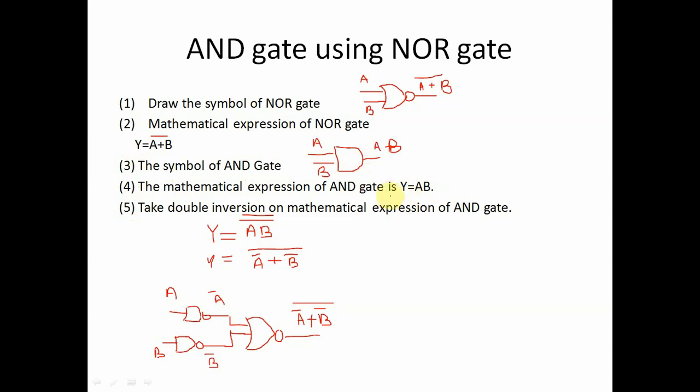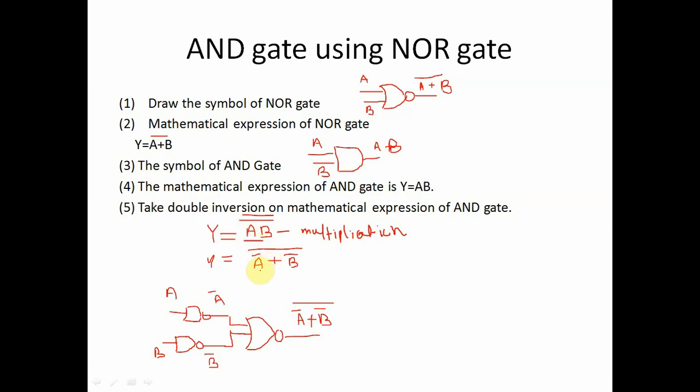Now take the double inversion of AND gate. Y is equal to (ab) double bar. But in this mathematical expression of AND gate, multiplication is present. So it is necessary to convert it into ORing. Why? Because in NOR gate, the OR mathematical expression is present.